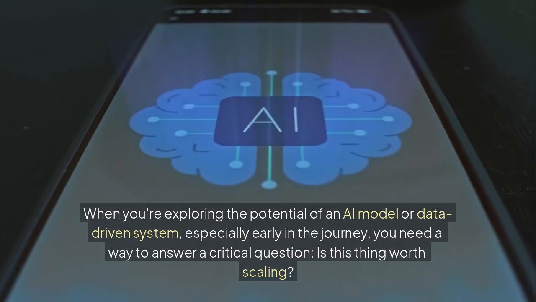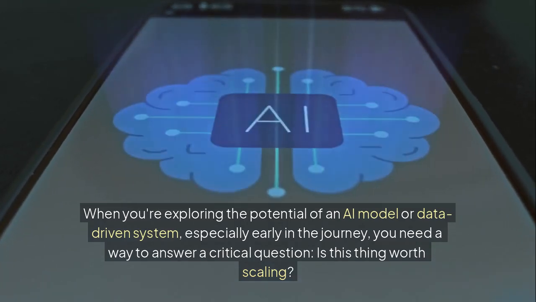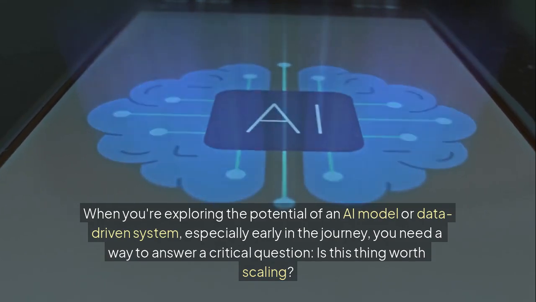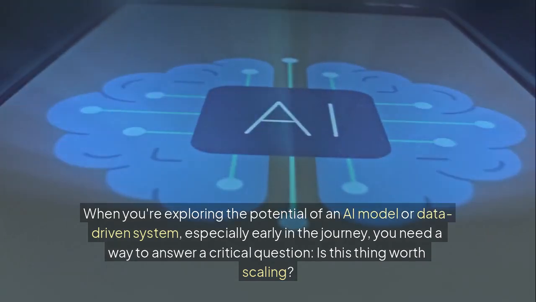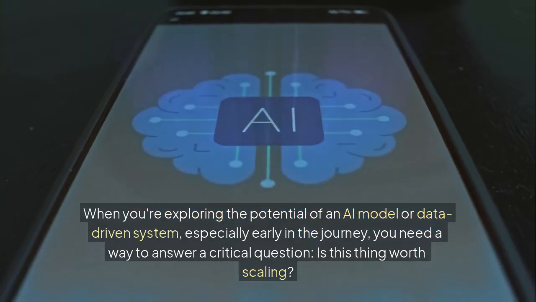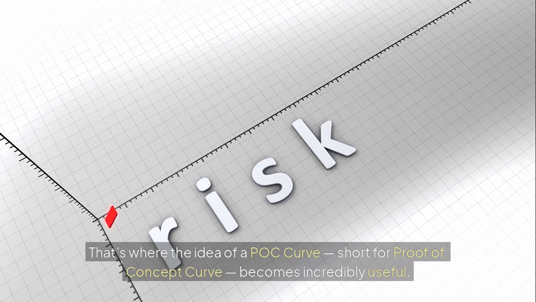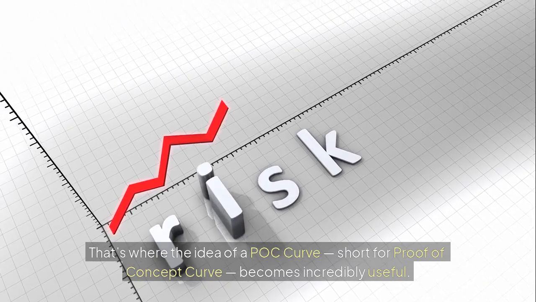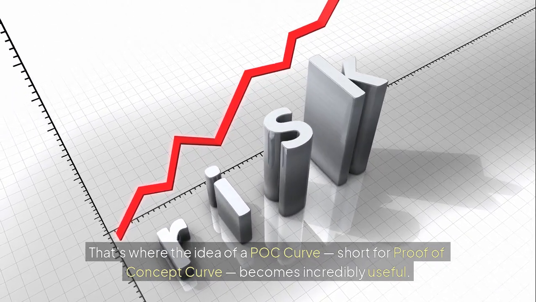When you're exploring the potential of an AI model or data-driven system, especially early in the journey, you need a way to answer a critical question. Is this thing worth scaling? That's where the idea of a POC curve, short for proof of concept curve, becomes incredibly useful.